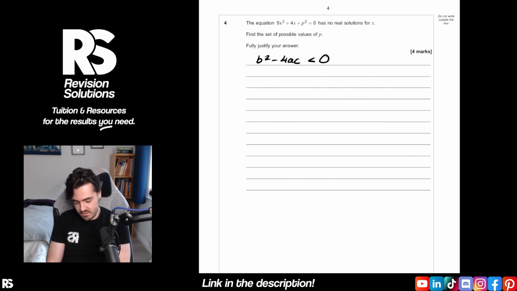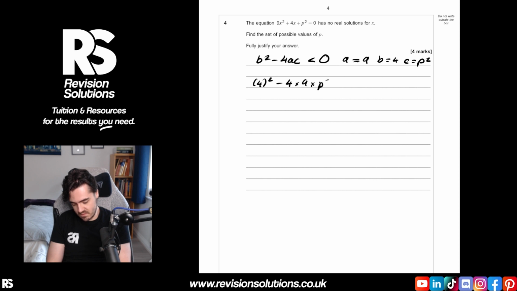So let's just take note of what our a, b, and c are. A is 9, b is 4, and c is p squared. Substituting those into our discriminant, we'd have 4 squared minus 4 times 9 times p squared, and that's less than 0. 4 squared is 16, and 4 times 9 is 36. So we'd have 16 minus 36p squared is less than 0. Now we're left with a quadratic inequality.